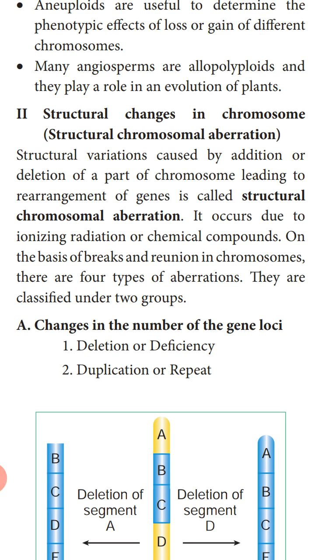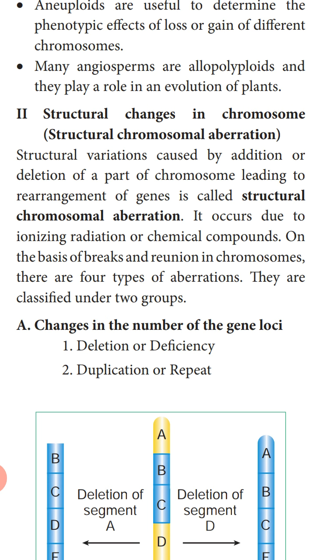So, we were studying the topic chromosomal mutation. In chromosomal mutation, we were studying there are two types. One is caused by the addition or deletion of an individual chromosome or a basic set of chromosomes. That we studied as the change in the chromosomal number.